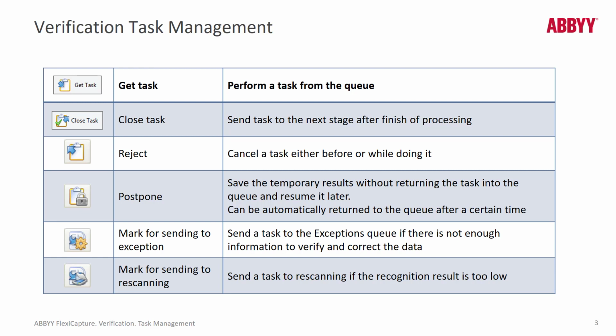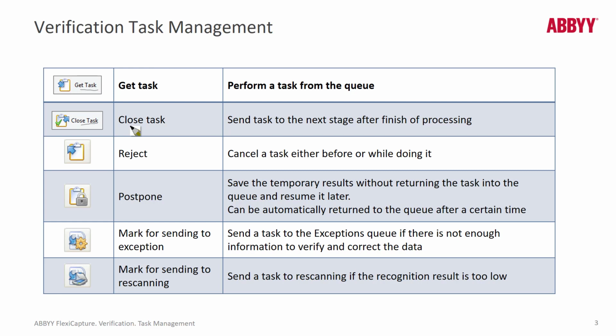Notice that we're not saying get batch, but we're saying get task, close task. So when we get a task, it's first in, first out. A verification operator clicks the get task, and that's the order in which tasks are received, unless there are tasks of higher priority. When a task is closed, then it goes on to the very next stage. It doesn't necessarily mean go to export.